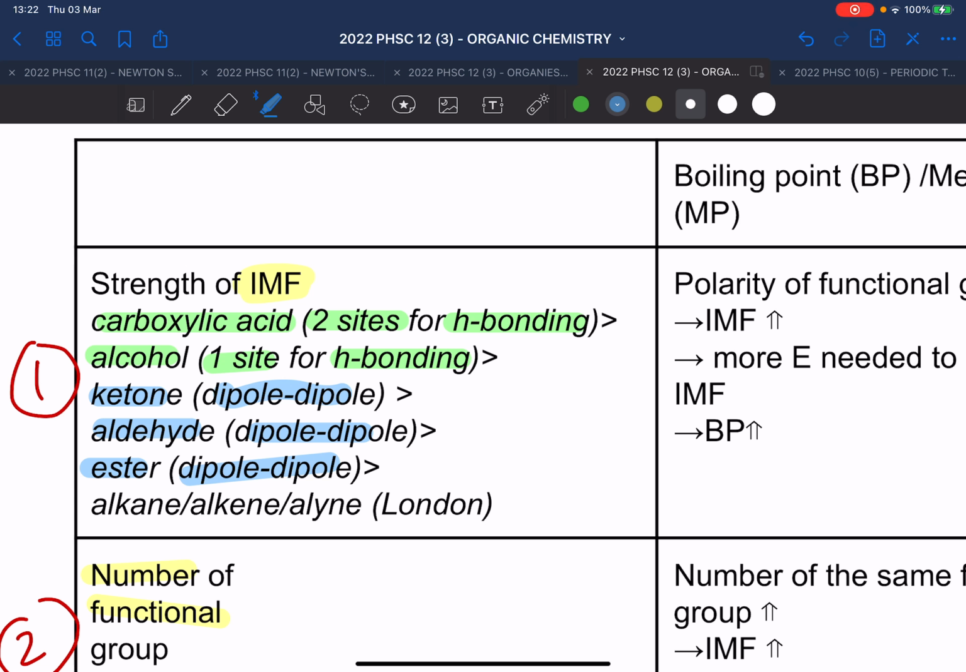And then lastly there, alkanes, alkenes, alkynes. Ooh, there's a typing error. Alkynes. As well as the haloalkanes. They all have London forces.